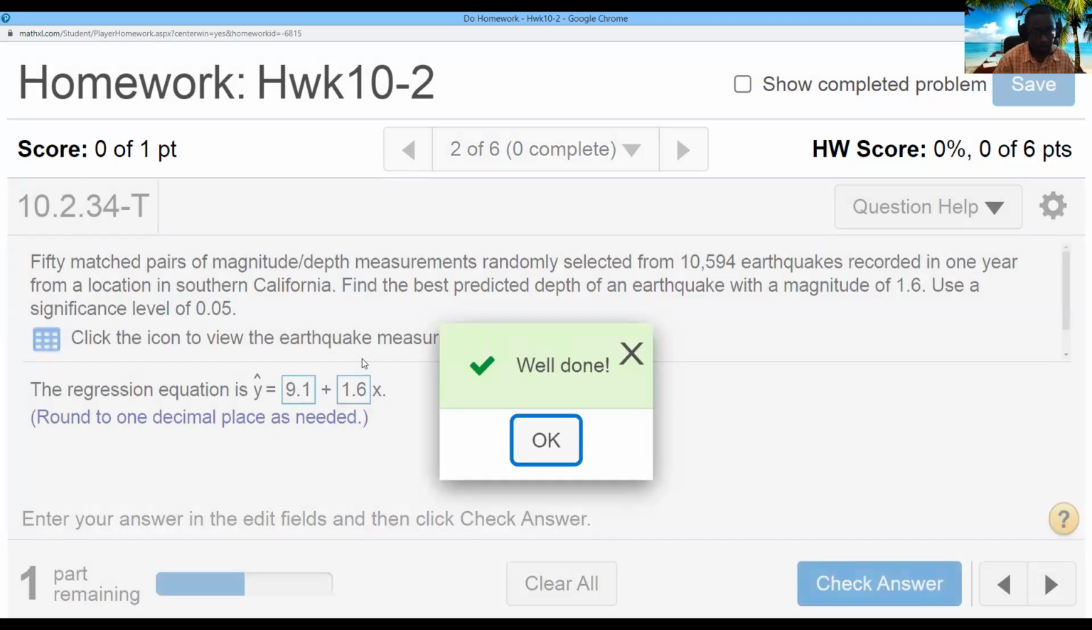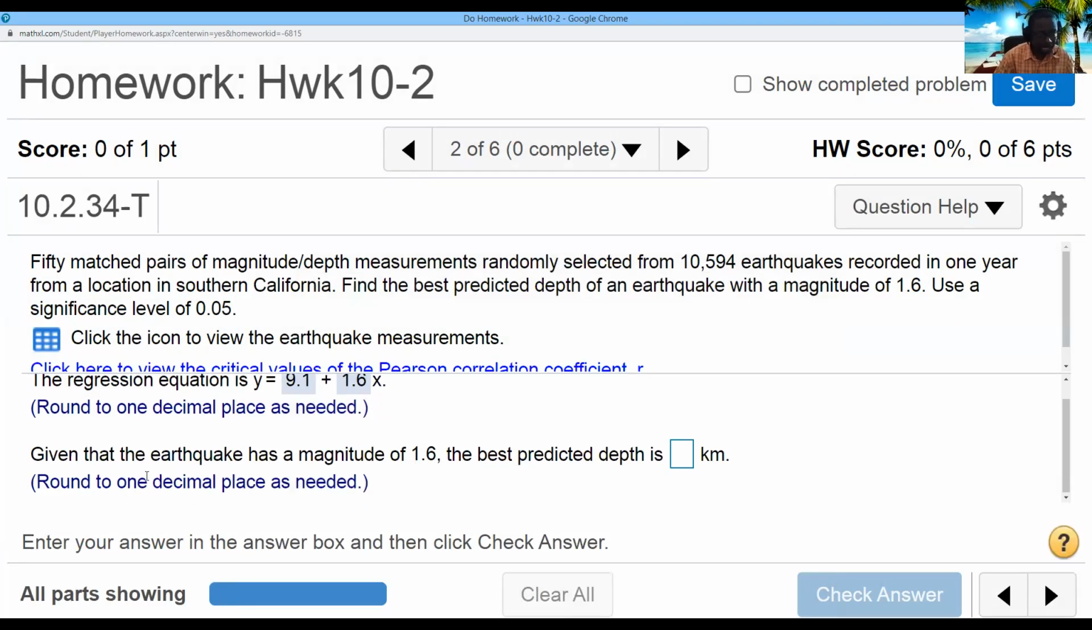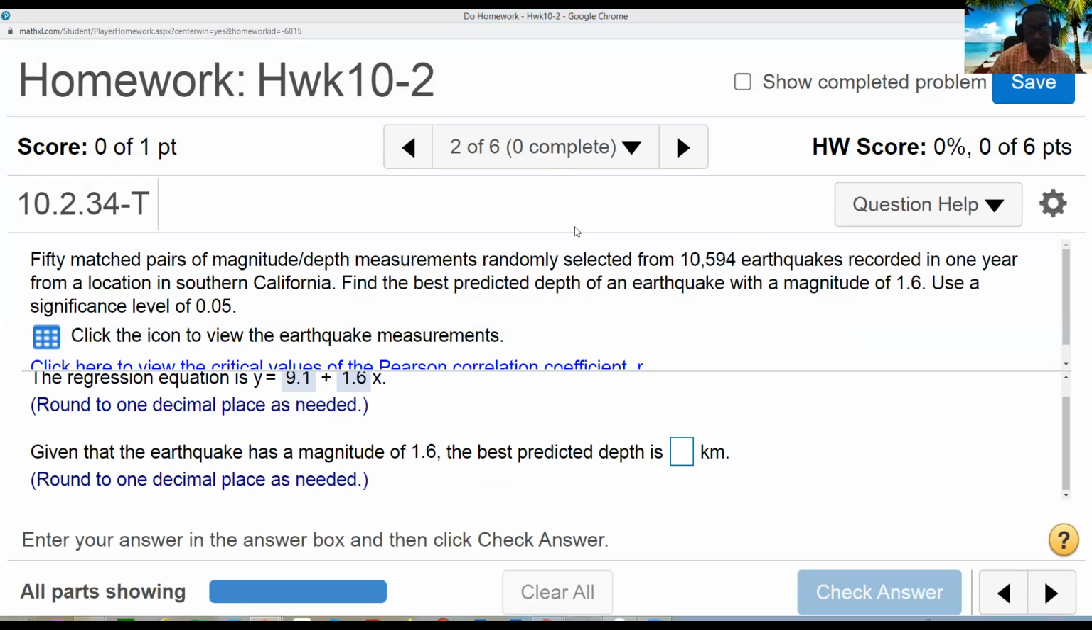Now, given the earthquake, is this a good model or a bad model? To do that, we have to look at something else. Let me share my screen. I hope you are seeing that.